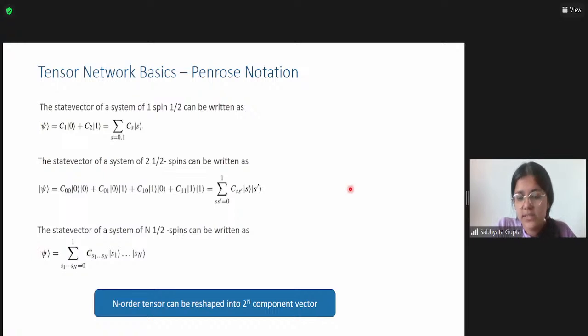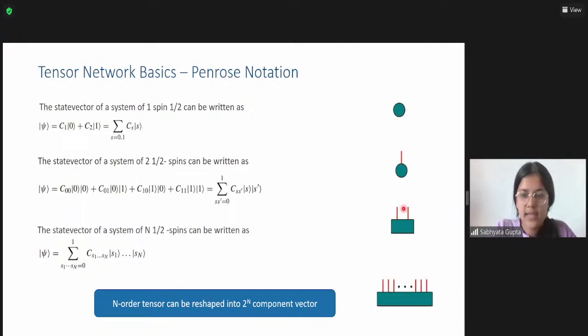The basic tensor notation that is used for tensor networks is the Penrose notation. In that, a simple dot is used to represent a scalar or a zeroth order tensor, and a dot with a single index represents a vector, which is a first order tensor, and so on. This represents a second order tensor, which is a matrix, and in general, a shape with n open indexes is an nth order tensor.